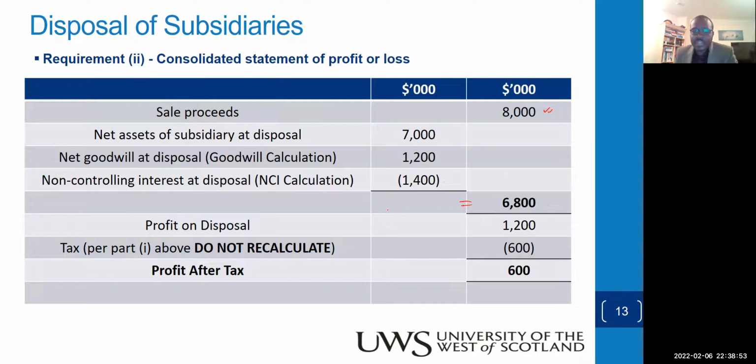So typically, this becomes your carrying amount after factoring in all of this. Your proceeds less the carrying amount gives 200, that's the profit on disposal. Do not be tempted to find 30% of this. It will give you 360 because the question says tax is 30%, but that is wrong. We must use the tax we have already calculated, no need to recalculate. So we maintain the 600 from the parent's individual accounts, and we get a profit after tax as this. Very easy.